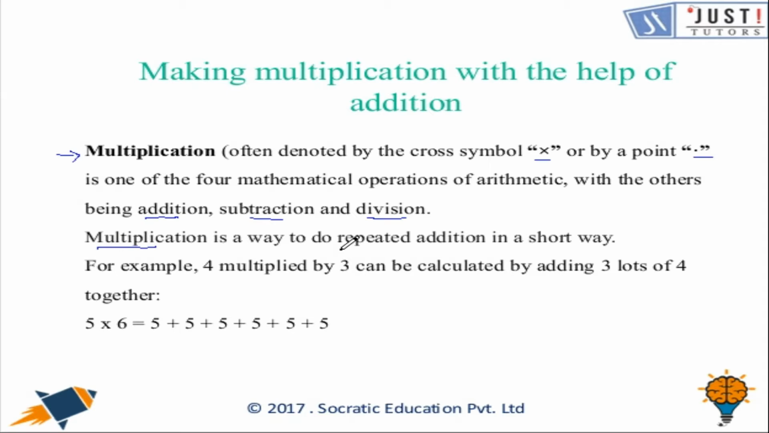Now multiplication is also a way to do repeated addition. Why is it called repeated addition? For example, 4 multiplied by 3 can also be calculated by adding 3 lots of 4 together. And 5 multiplied by 6 can also be calculated by adding 6 lots of 5 together. So here you can see that 5 is getting added repeatedly, again and again, 6 times. And this is how you do repeated addition, which is actually timesing, multiplication. And when you work it out, it will be 30. So 5 times 6 is 30.